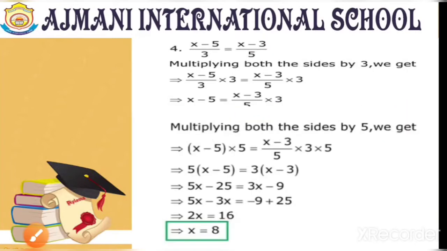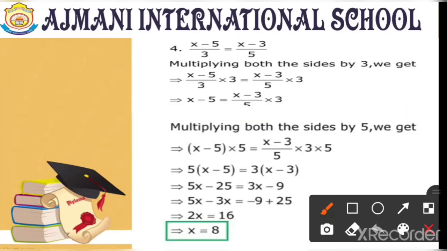Moving to the fourth part of it, the question is (x minus 5) upon 3 is equal to (x minus 3) upon 5. It is very easy. If you are doing simple cross multiplication, you would be getting 5x minus 25 is equal to 3x minus 9. And after keeping them at one place, you would get 5x minus 3x is equal to 25 minus 9. And when you solve it further, you would get 2x is equal to 16 or x is equal to 8 as your final answer.